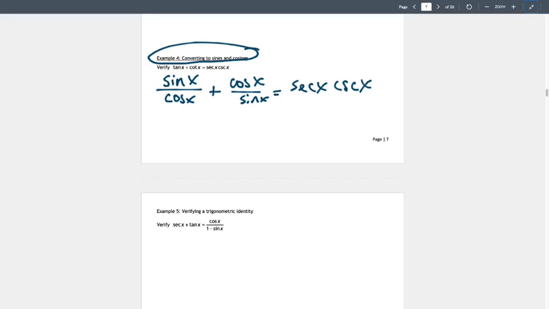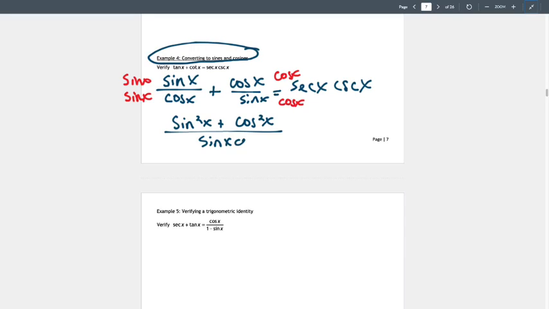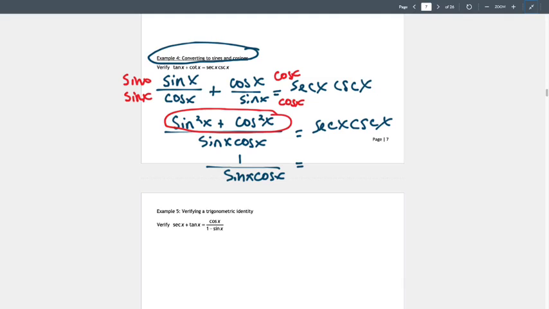All right, I need a common denominator. So I'm going to multiply the fraction on the left by sine x over sine x, and the fraction on the right by cosine x over cosine x. So when you do that, you get sine squared x plus cosine squared x all over that common denominator, sine x cosine x. Okay, you should see a Pythagorean identity right there. That's the same thing as the number 1 over that common denominator. I forgot to rewrite my right-hand side, sorry.